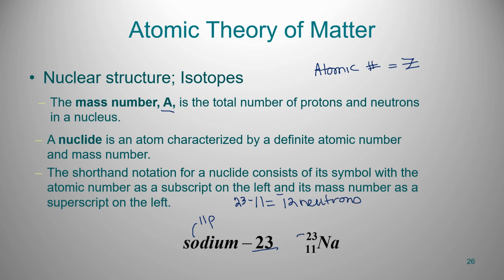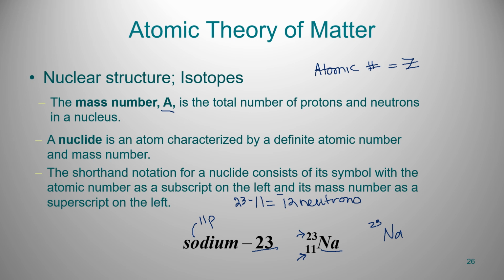So again, 23 is the mass number, which goes up here, and the atomic number goes down there. Now, sometimes you might see a nuclide symbol that doesn't have the 11 here, but again, that 11 is defined by this element. So if I just wrote sodium 23, you still should know the number of protons because you can look on a periodic table and see.